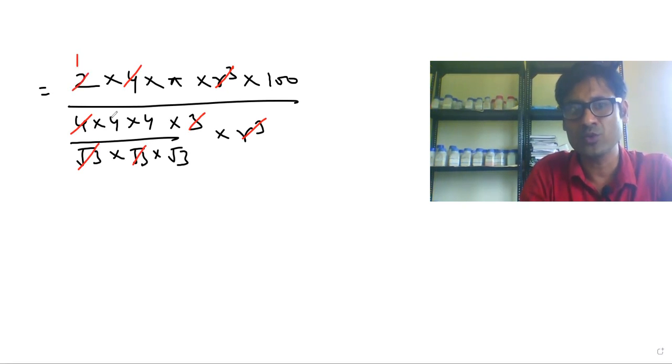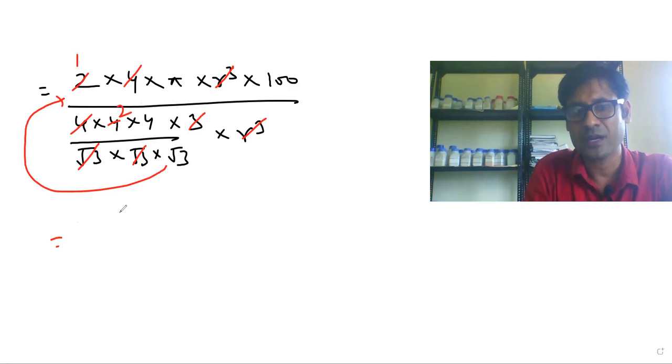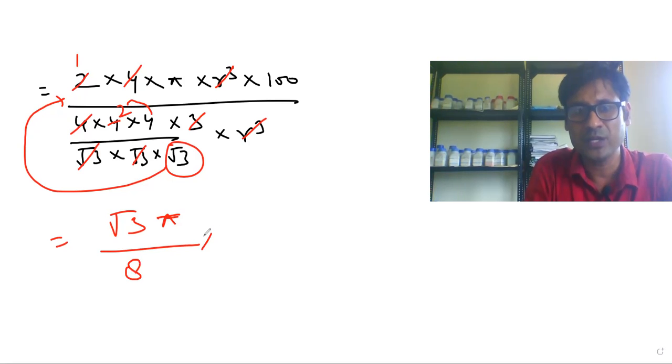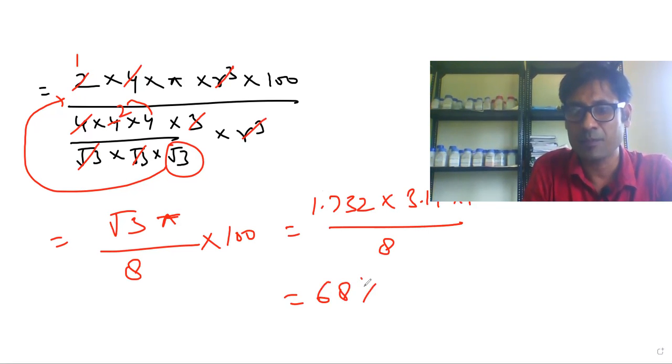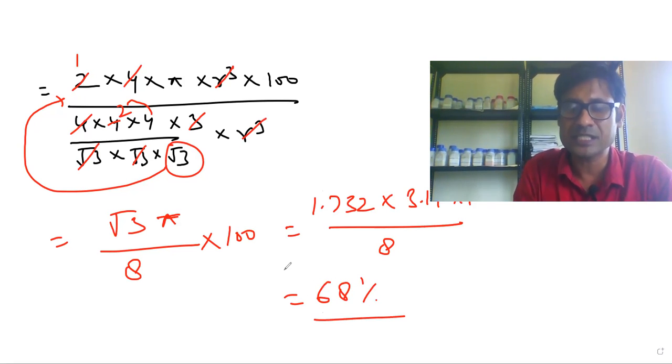Clear? 2 1 ja 2, 2 2 ja 4. And the value is, take the 2 above, under root 3 will go up. So what will happen? Under root 3 pi upon 4 2 ja 8, 4 2 ja 8, into 100, means 1.732 into 3.14 into 100 upon 8, means 68%. The packing efficiency of BCC is 68%.